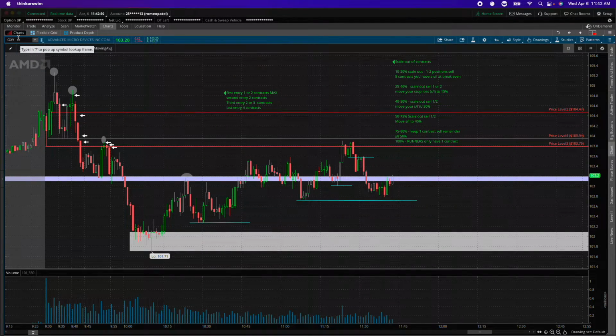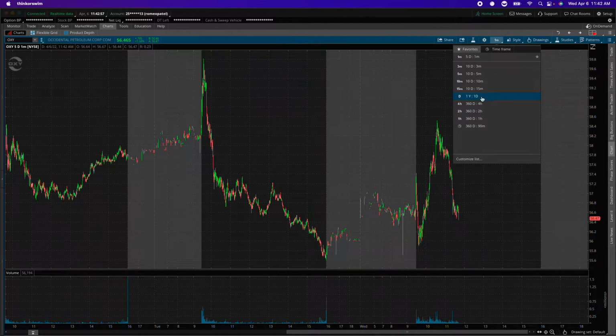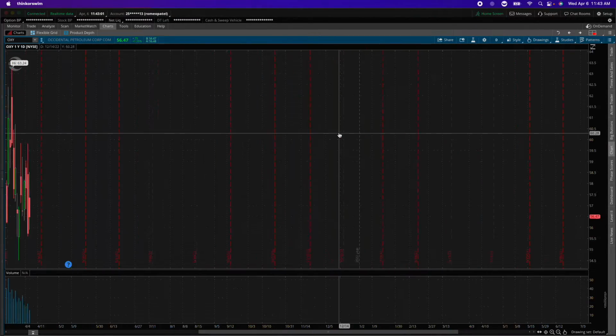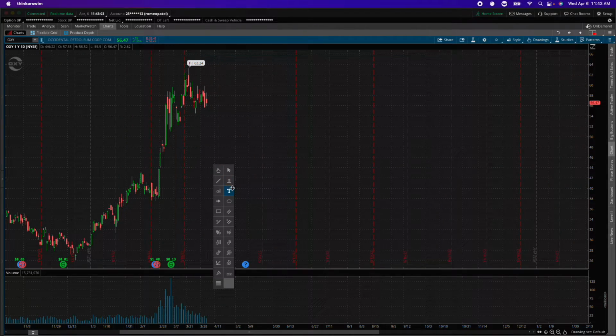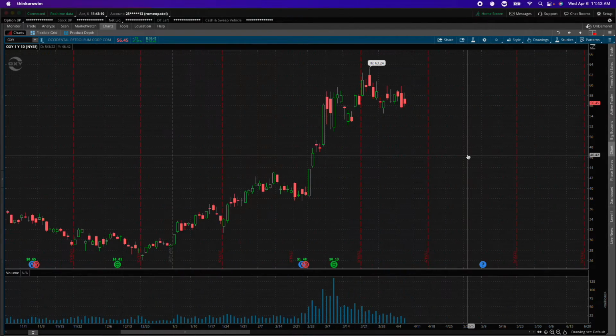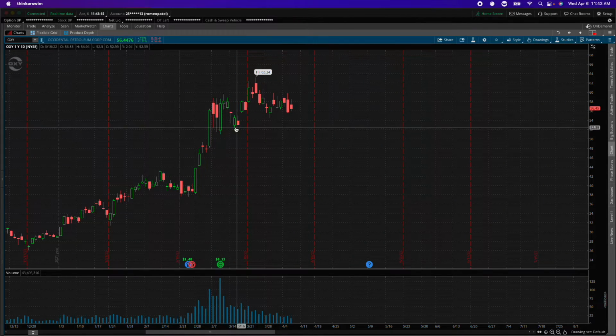Here's Oxy. All right, so Oxy on the 1 minute. First, what I'm going to do is take a look at the daily, just to see it. I've never done an Oxy, and this is where it's going to be interesting. All right, so this is my daily, and I'm just looking at where the lows were.